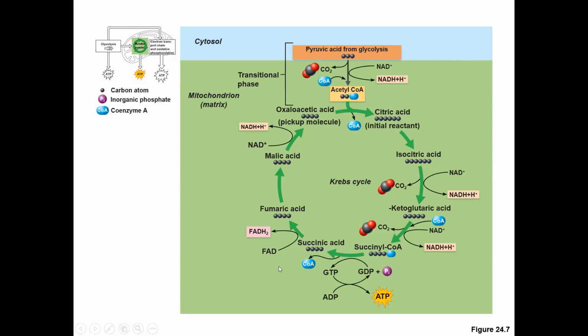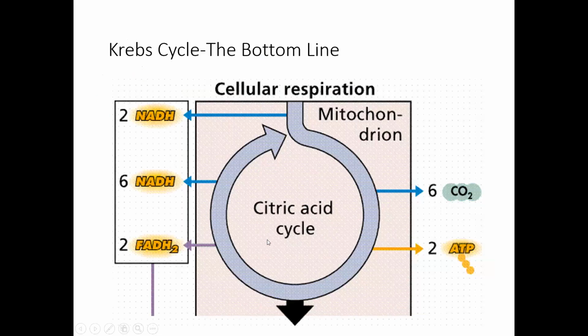Now there are 2 pyruvates that go in here. So everything you see here is double. Let's skip to the bottom line. Bottom line of the Krebs cycle. This is what you need to remember. You get a grand total of 8 NADHs. Each one of those has 2 high energy electrons. You get 2 FADH2s. Each one of those has 2 high energy electrons.